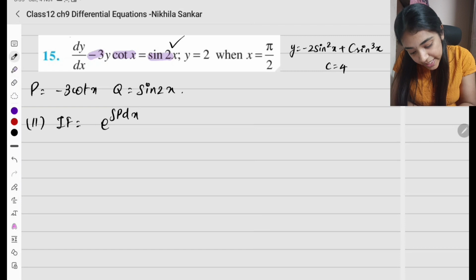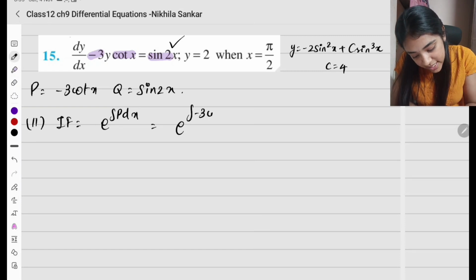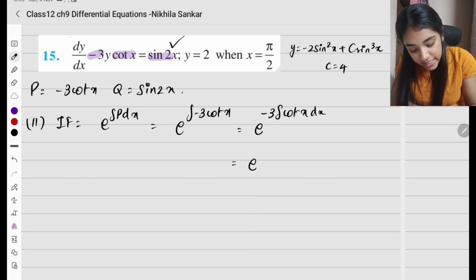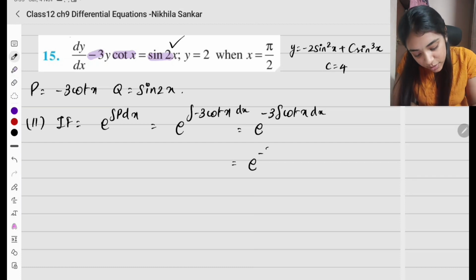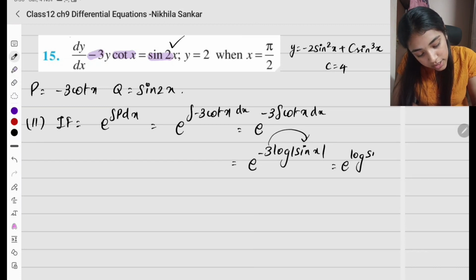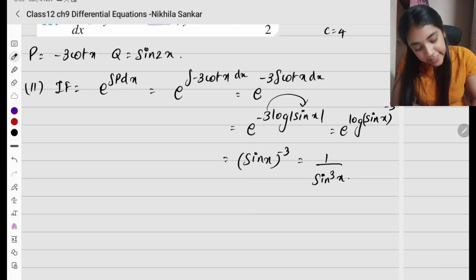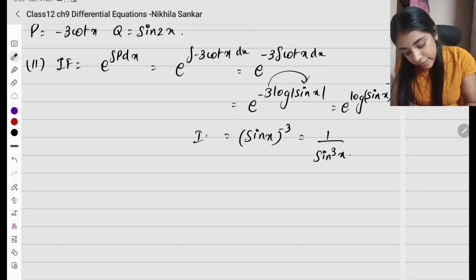So e raised to the power p dx equals e to the power minus 3 cot x, which is e to the power minus 3 integration of cot x. Integration of cot x dx is going to be log of sin x. So minus 3 log mod sin x. So here, if I take this minus 3 inside, I'll have e to the log sin x the whole power minus 3. So this is going to be sin x the whole power minus 3, which is 1 divided by sin cube x. Okay, this is my integration factor.